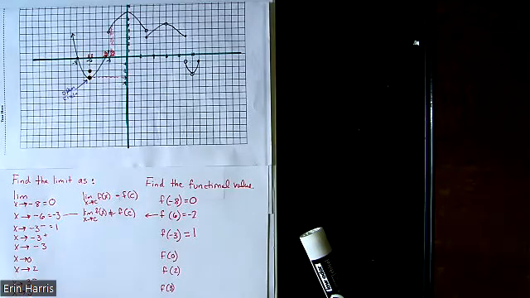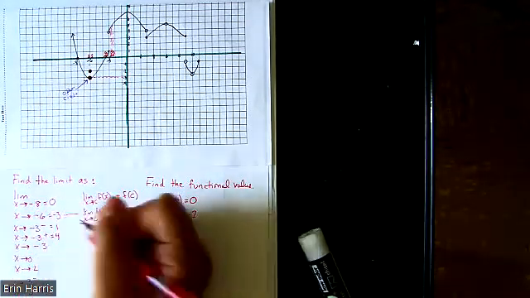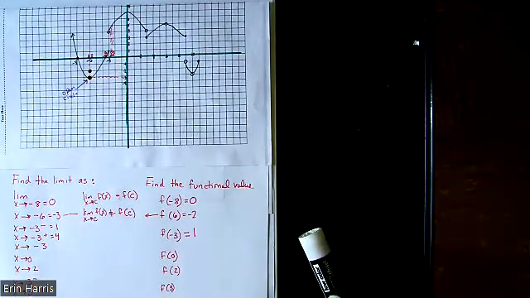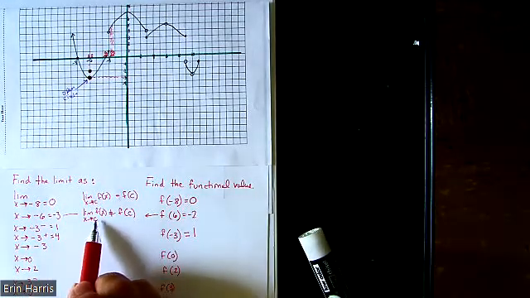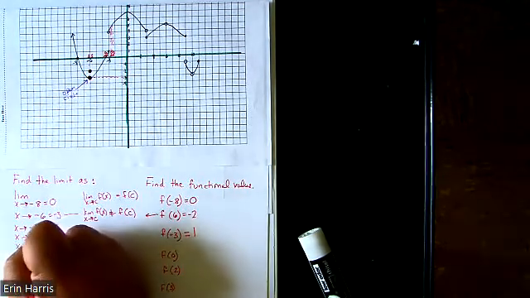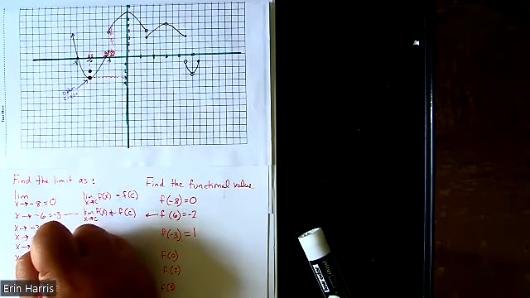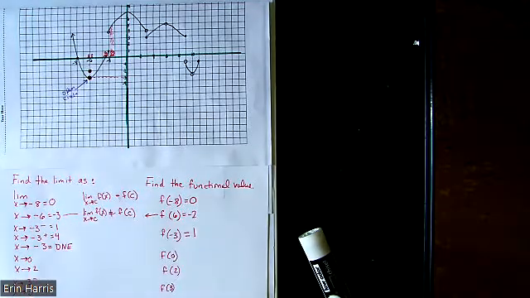So from the right-hand side, I would say 4. And when the limit does not equal the functional value, which is happening, well, actually, no, the limit doesn't exist, because these two things don't match. So when the limit doesn't exist, then my function is discontinuous. My right and left hand limits have to match for the limit to exist.